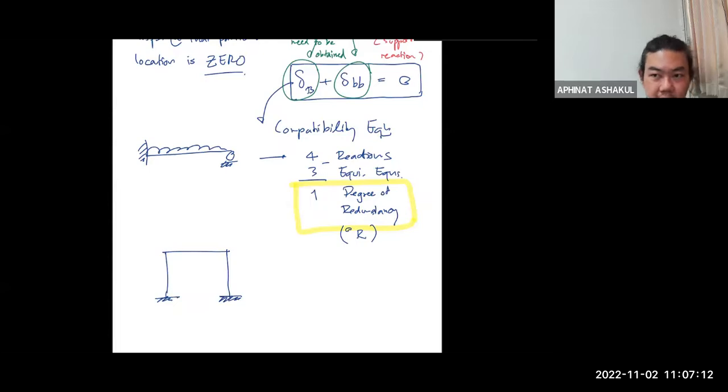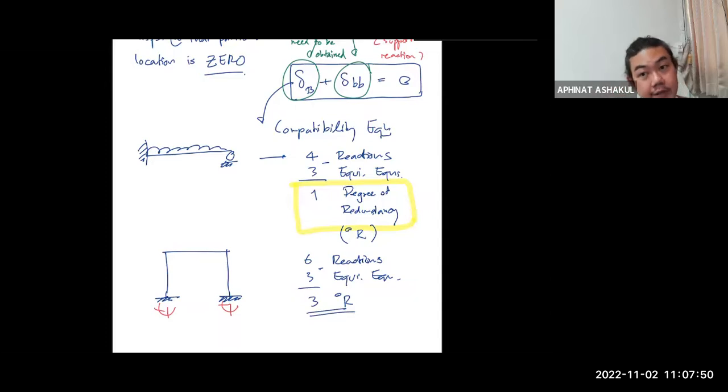So, how many reactions? 6, right? Simple. When you see the fixed end, you know it's 3. Here, we have 6 reactions. How many equilibrium equations again? 3. And that means you now have 3 degrees of redundancy. The degree of redundancy will tell you how many compatibility equations you need.